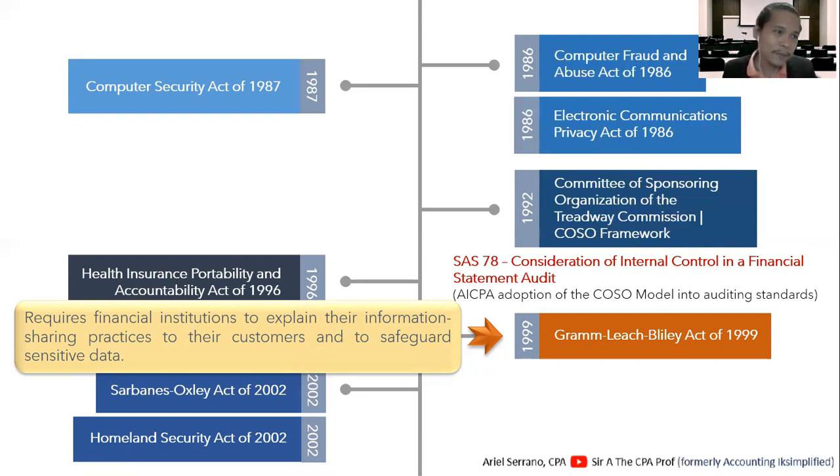Kasi normally may mga sharing of information yan between banks or between other parties. So papaano ba ang patakaran nila about dyan? So kailangang i-explain ito ng mabuti doon sa mga customers nila. Ayan po. So that is the Gramm-Leach-Bliley Act of 1999.